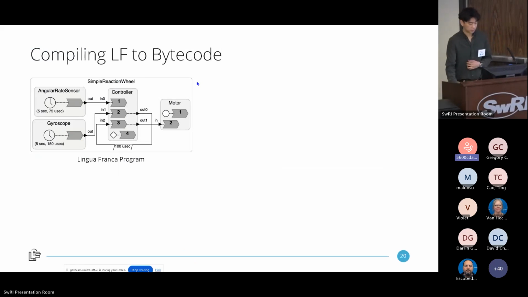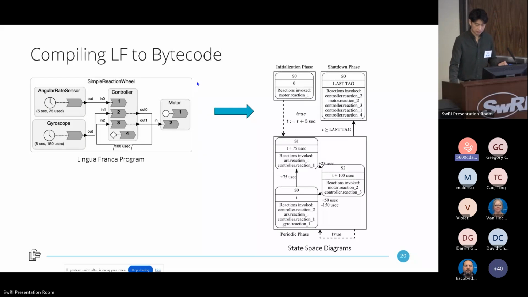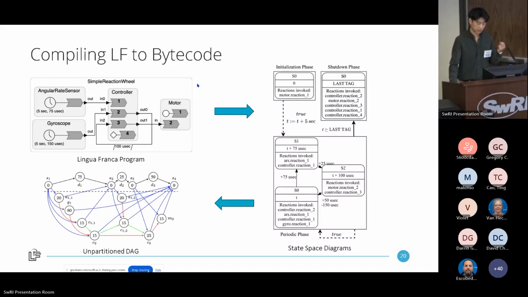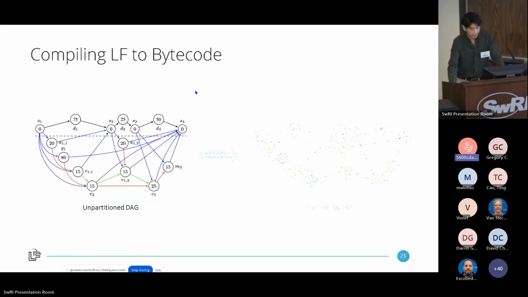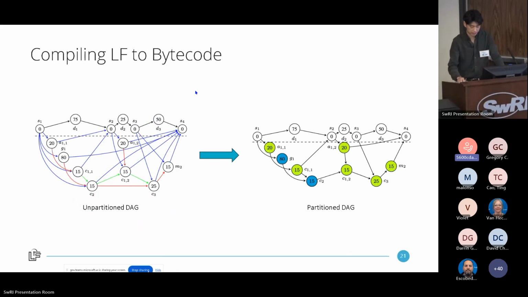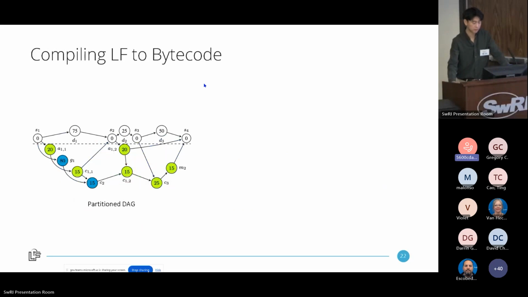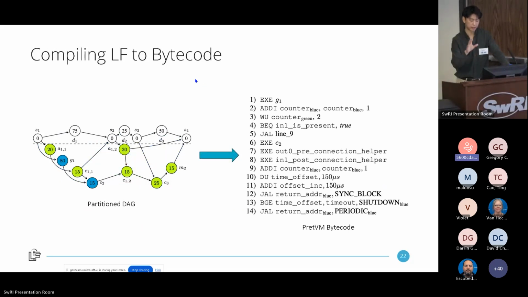So to compile Lingua Franca to bytecode, we start with a program, and we generate a set of state space diagrams from the program, which gets further compiled down to a set of unpartitioned DAGs, directed acyclic graphs. Then from these DAGs, we partition them using our static schedulers. In this case, we assume we have 2 cores or 2 workers, and we generate 2 partitions, one green and one blue. And for each partition, we generate a bytecode. And then we can deploy this onto a specific core.